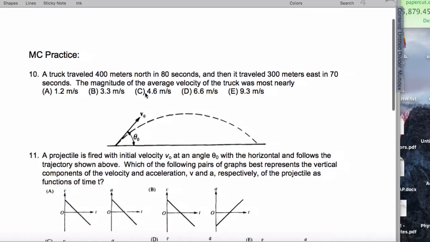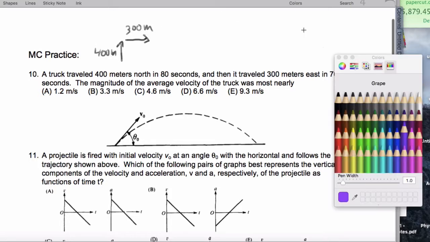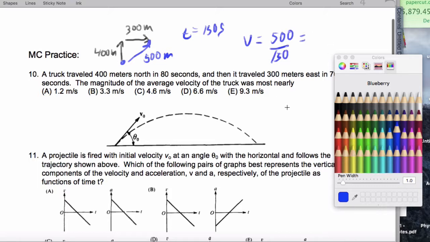So here we go. We have this overall picture here. A truck traveling 400 meters north in 80 seconds, and then 300 meters east in 70 seconds. And we want the magnitude of the average velocity. So we've got 300 meters here, 400 meters here. So the displacement of the truck is from here to here. And using Pythagoras' theorem, that's a 3, 4, 5 triangle. The total time is 150 seconds. So our average velocity is going to be displacement over time, which is going to end up being 3.3 meters per second.